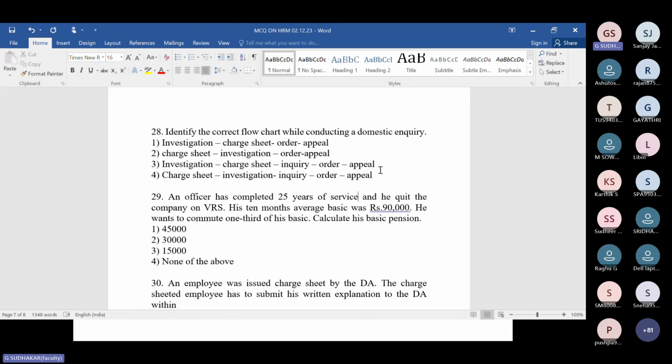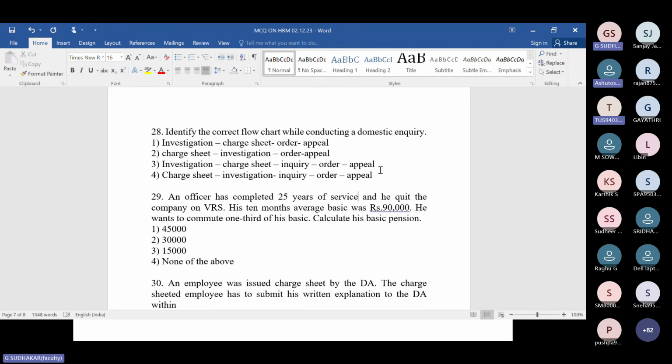Everybody understood? Yes, why, sir? There is a problem. I have told, if he completes 25 years of service under VRS, there is a provision to add 5 years. 25 plus 5, 30. But for getting the full pension, you have to work for 33. So proportionate pension is 30 by 33 into 50% of 90,000 will come as 40 something, 40,990 or something.